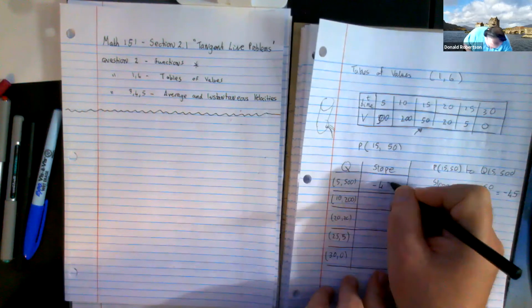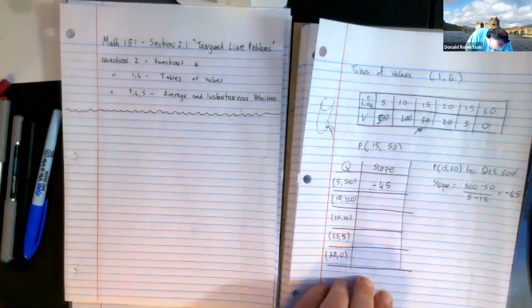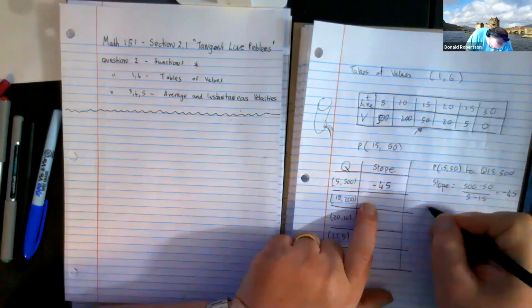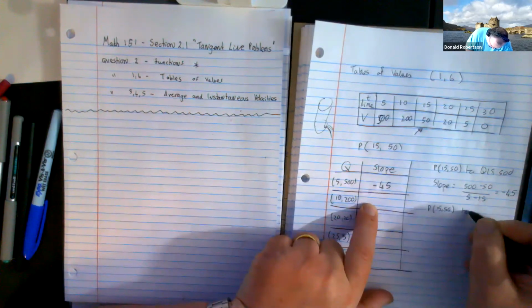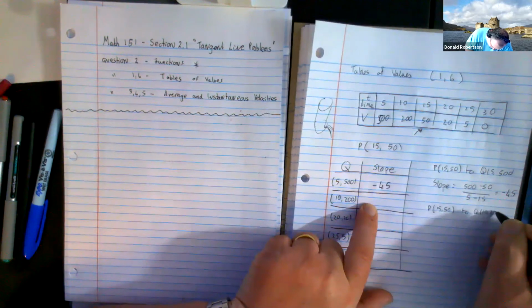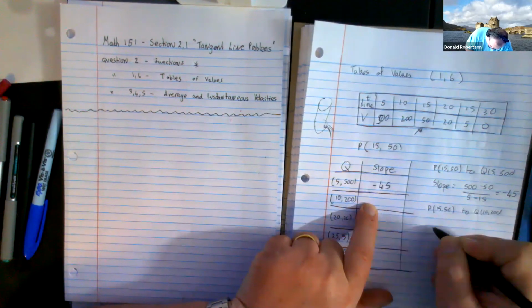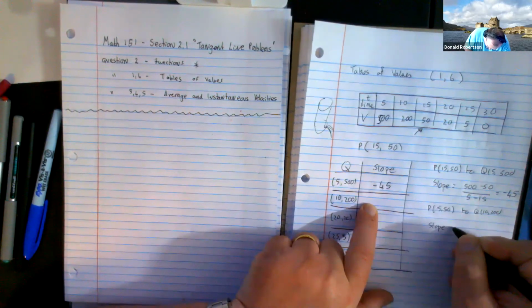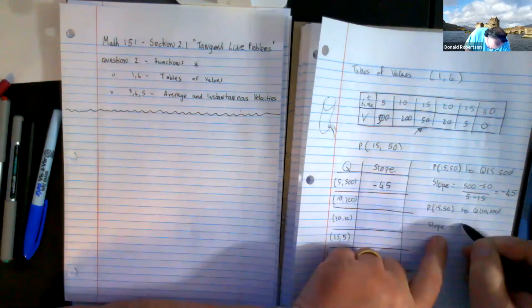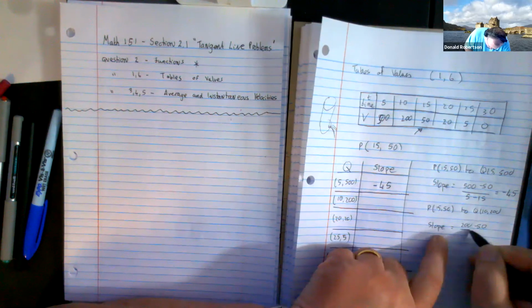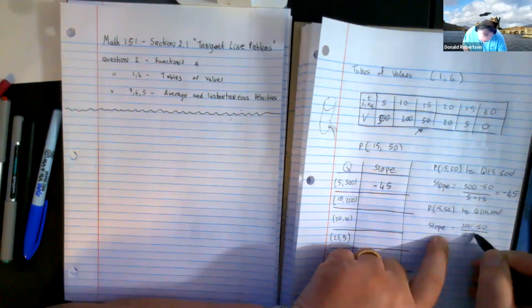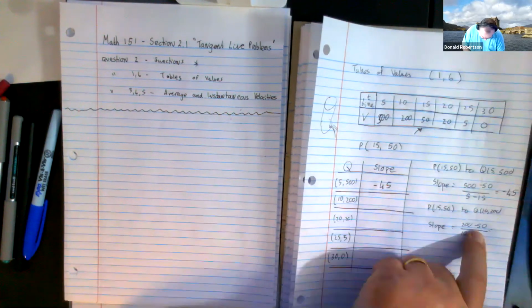And let's suppose I did this one then. So it would be from 15, 50 to 10, 200. In this case, slope would be 200 take away 50 over 10 take away 15. What's that? That's negative 30.